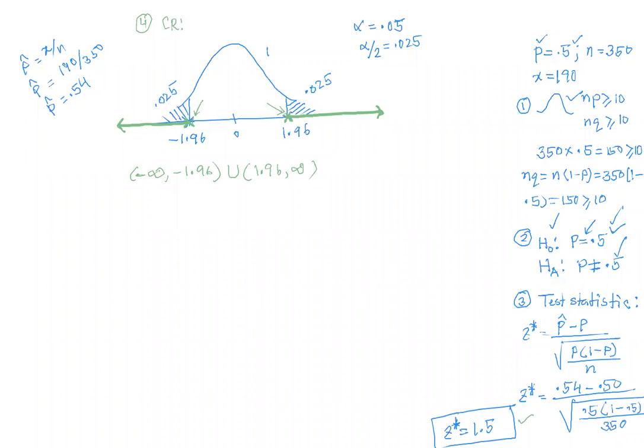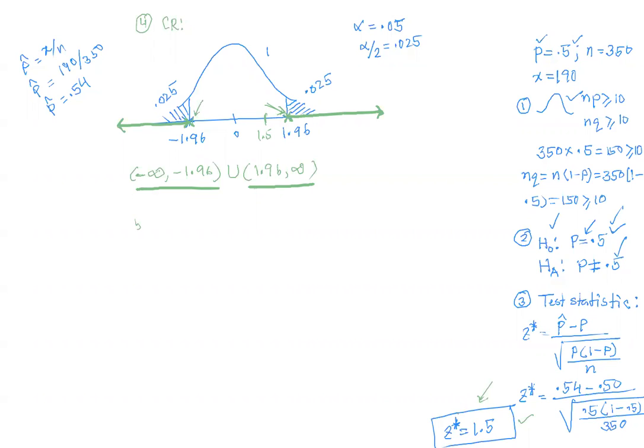Now 1.5, does this Z star value of 1.5 fall in either this interval or this interval? What do you think? I'm going to say no. Yeah, of course not, right? So 1.96 is right here, right? 1.5 is probably somewhere here. So it does not fall in the critical region, either of them.